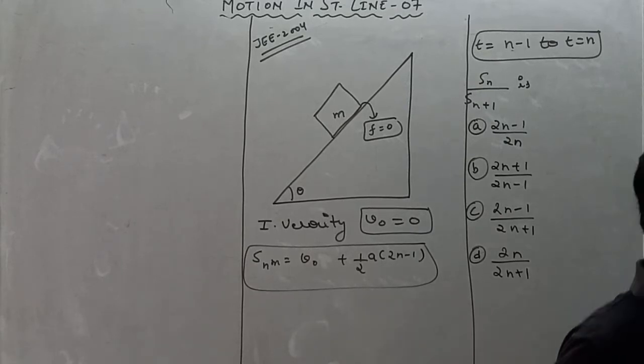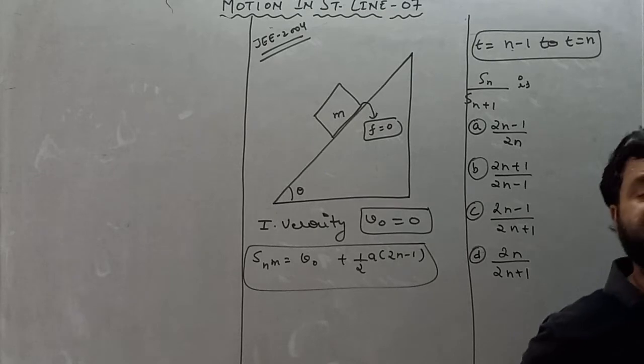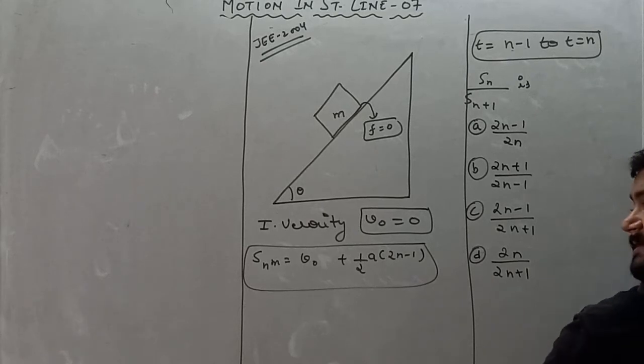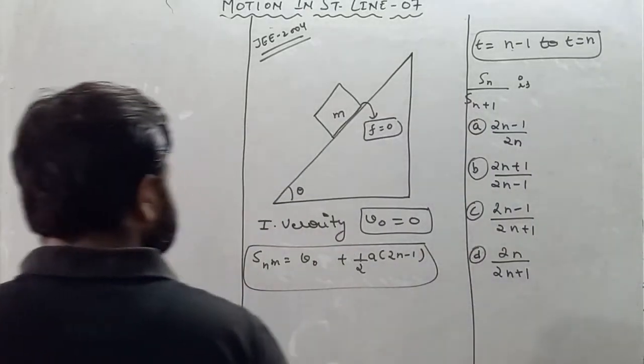You have to find the ratio. So try to find the ratio, my dear student. In both the cases, initial velocity is 0. We know that S_n in the formula is basically the distance traveled in n seconds. So we have two different times. They are saying t equals n to t equals n minus 1. So try to solve this equation, my dear student.